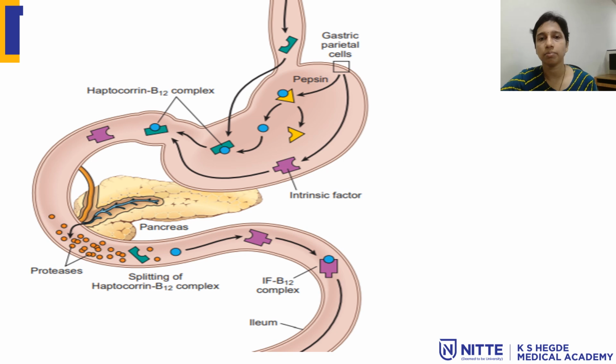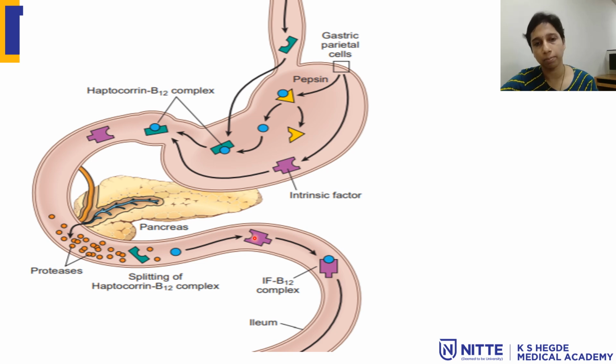So what happens in the stomach? There is pepsin, which is secreted by the gastric parietal cell, that will release this bound protein from the vitamin B12. So in the stomach, this freely released vitamin B12 will bind to haptocorrin and form a haptocorrin vitamin B12 complex, that will enter the duodenum. In the duodenum, there are pancreatic proteases which will release the haptocorrin from vitamin B12. So this vitamin B12 will go to the ileum.